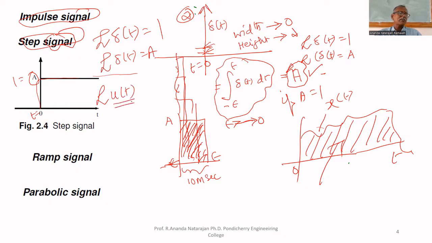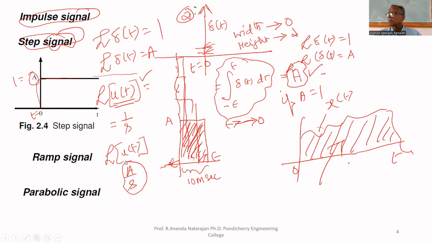Laplace transform of step input. Step input is normally represented by u of t. You might have studied this in signals and systems. If you find the Laplace transform of u of t, it is equal to 1 upon s. If its magnitude is A, the Laplace transform of u of t equals A upon s. So for a unit step, it gives 1 by s; for magnitude A, A upon s. You understand this point?